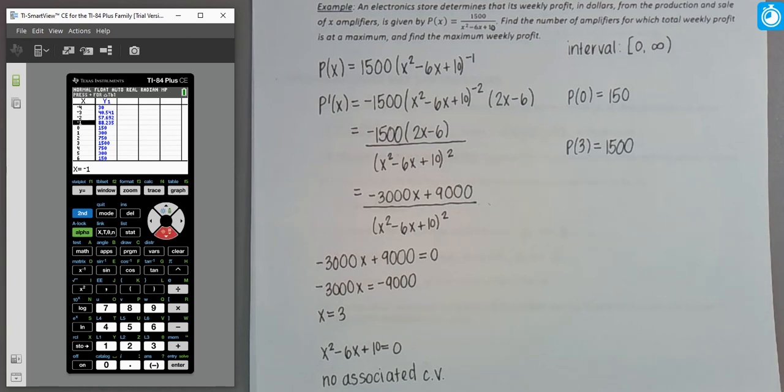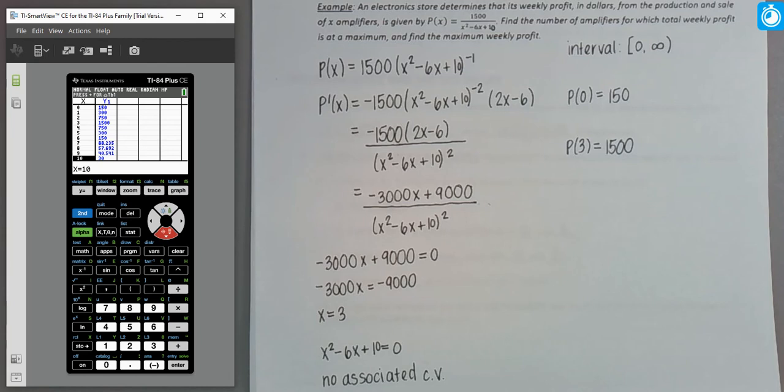So again, we would start at x equals 0, because that's the lowest number of items we can make and sell. And again, there's 150. Well, if we increase by 1 item, we have a profit of 300. Increase to 2 items, we have a profit of 750, and then increase to 3 items, we have a profit of 1500. Now, as we continue on from there, notice the amount of profit continues to drop.